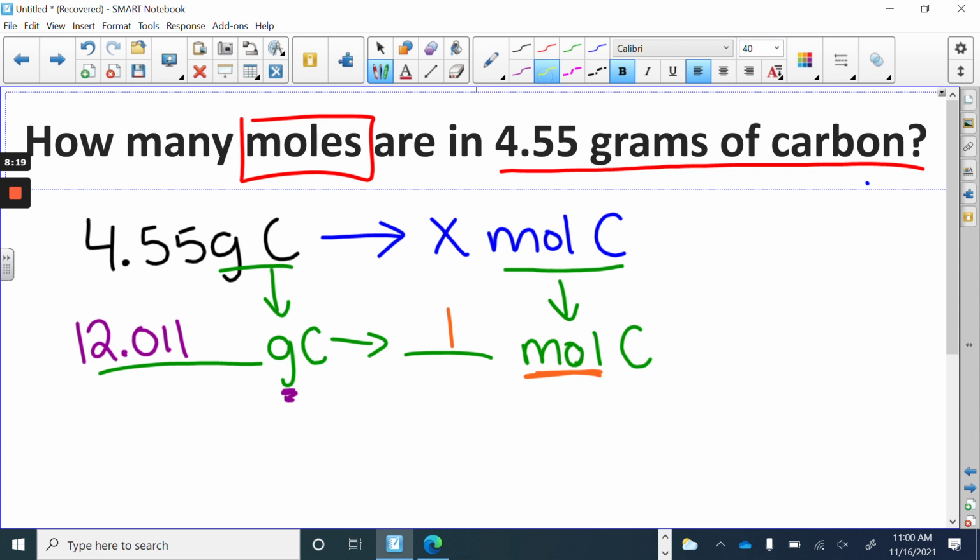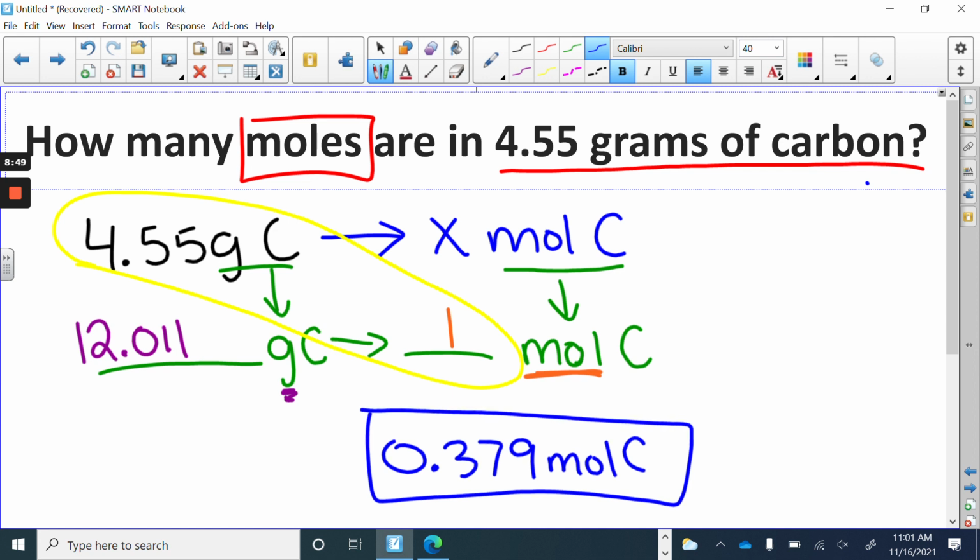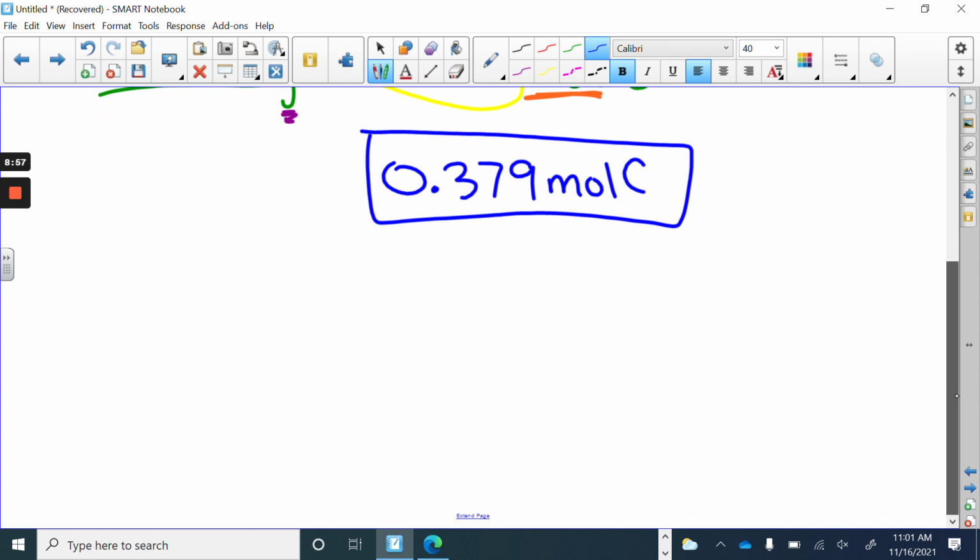We have our blanks filled in, so all we need to do is cross multiply and divide. So 4.55 times 1 divided by 12.011. We're rounding to 3 decimal places here. So 0.379 moles of carbon. And that is it.